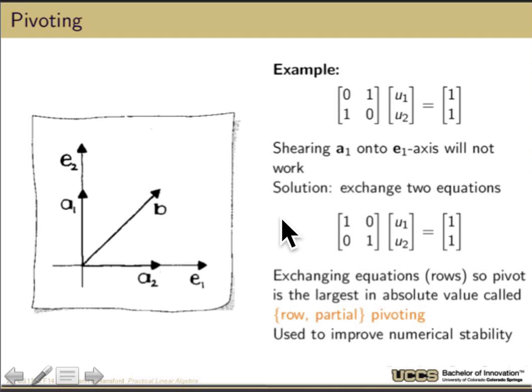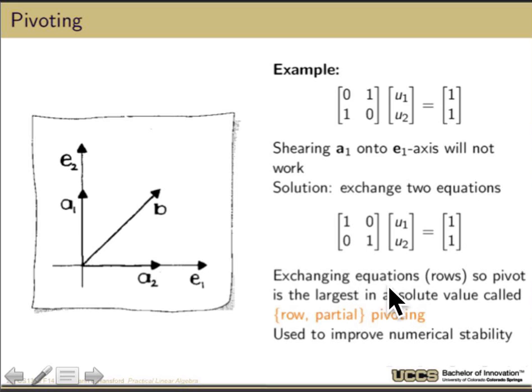What happens in an example where I want to shear it and I really can't? Shearing A1 onto the x2 axis will not work, because if I want to shear A1 onto this axis, it'll become the point 0, which is not good. Now I won't be able to solve everything. So what happens if this diagonal element, which we called before, remember we called the diagonals pivots, if that is 0, then I can't do my shearing. So what we're going to do is exchange the two equations. We're going to just take the two rows and flip them, okay?